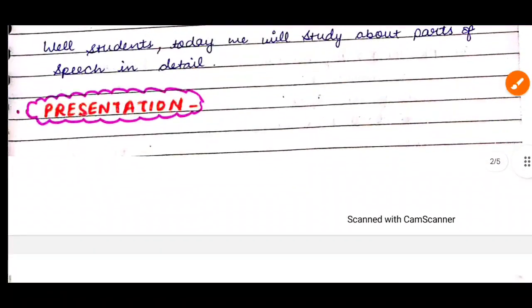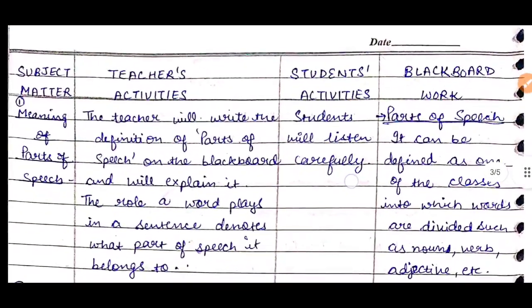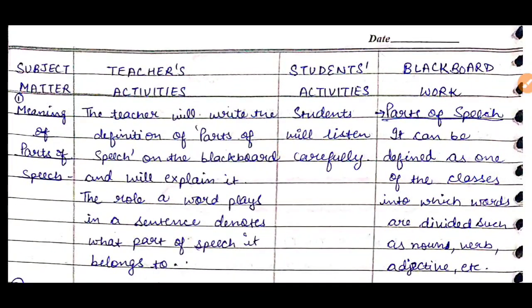Then the next heading is presentation. Now this is the main heading in our lesson plan, or we can say the main part of the lesson plan. Why? Because it contains the teaching part. How we are going to teach this topic, that is what it contains. Herein we make 4 columns. The 4 are subject matter, teacher's activities, students' activities and blackboard work.